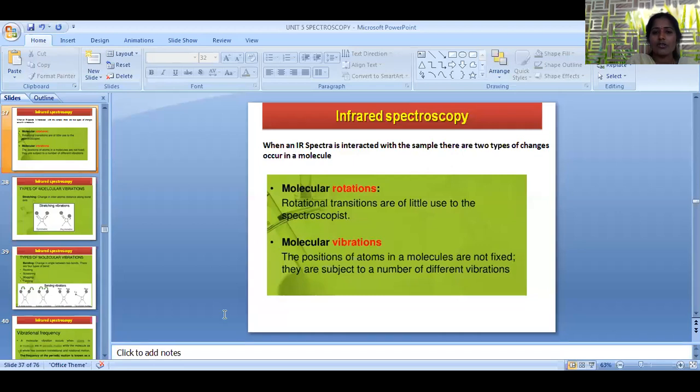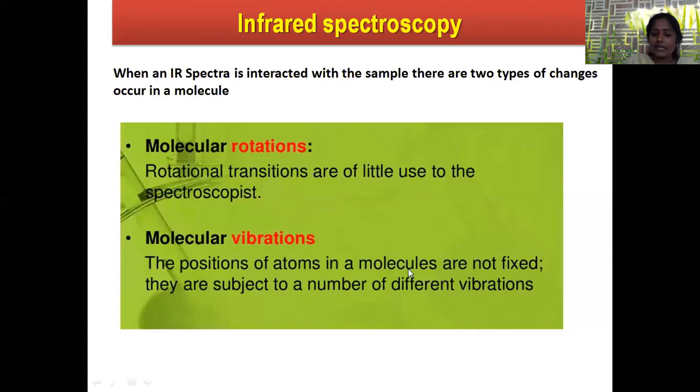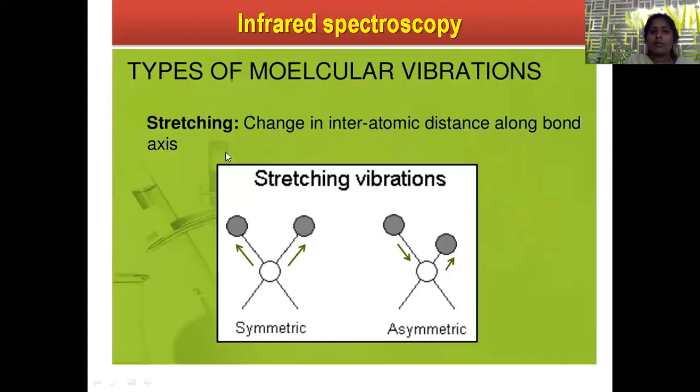So IR spectroscopy is mainly used for vibrational and rotational types of transitions. Now, let us see the main principle involved in this IR spectroscopy.